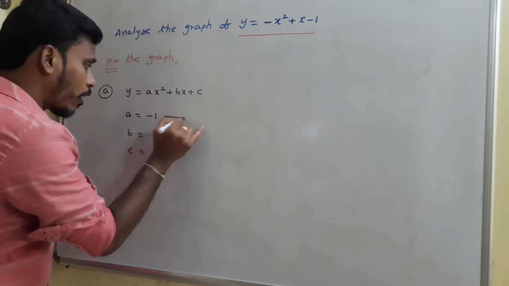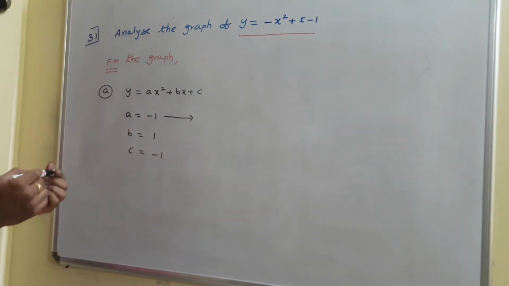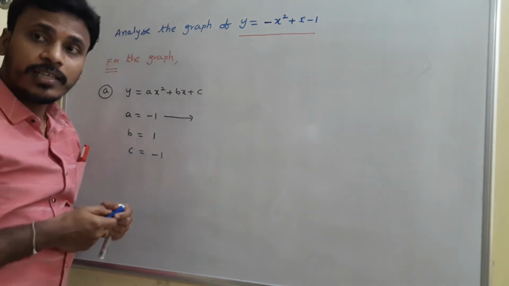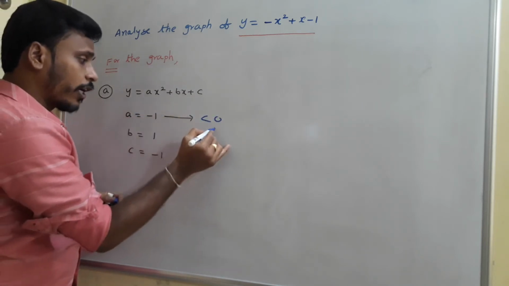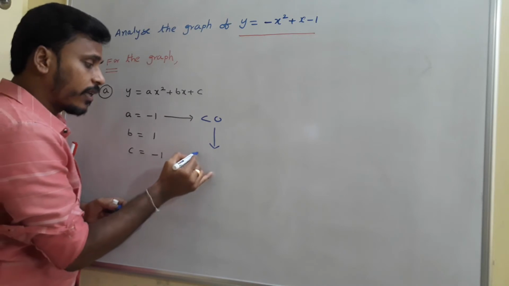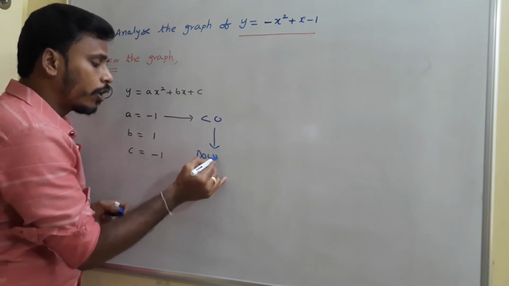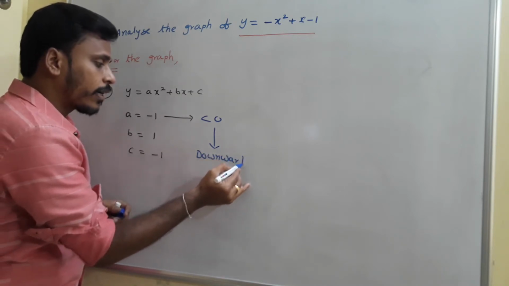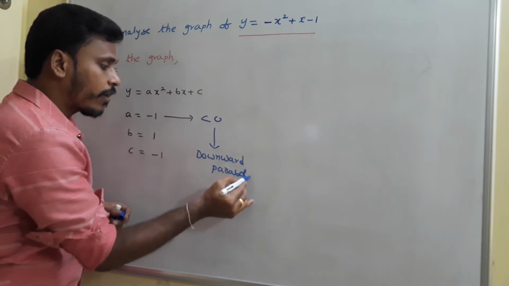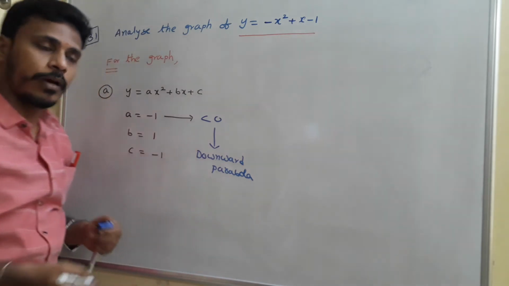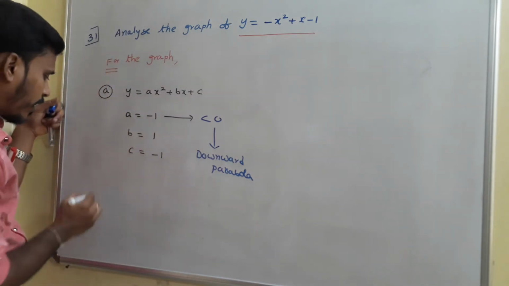And then you need to observe the value of a, which is minus 1. Minus 1 is a negative number, so less than 0. Since a value is negative, from there we decide that the graph is what? Downward parabola. The graph of the given expression is a downward parabola. So that's the first observation for the graph.